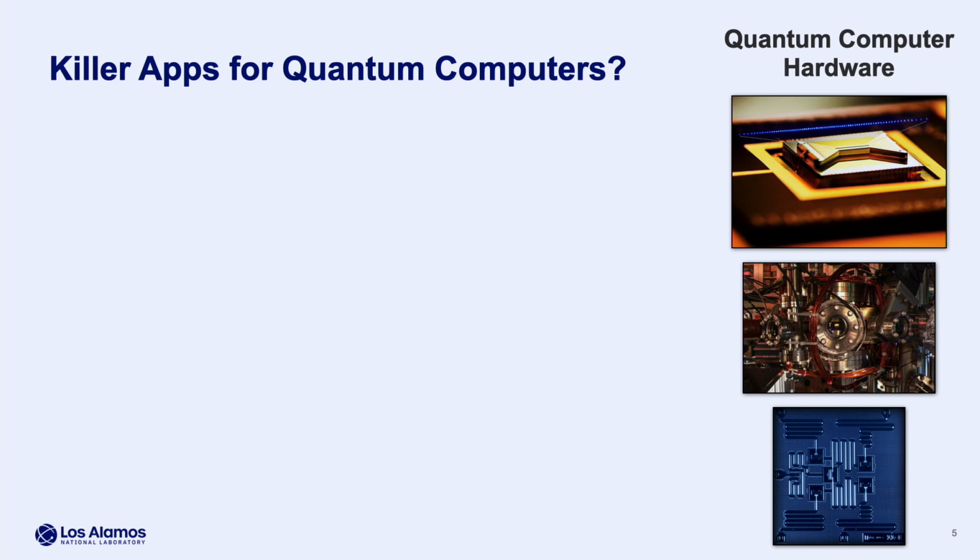The top one is a trapped ion system. The middle one is a vacuum chamber that would be used for an atomic system. And the bottom one is a superconducting chip. They can all have different pros and cons we'll talk a little bit about later.